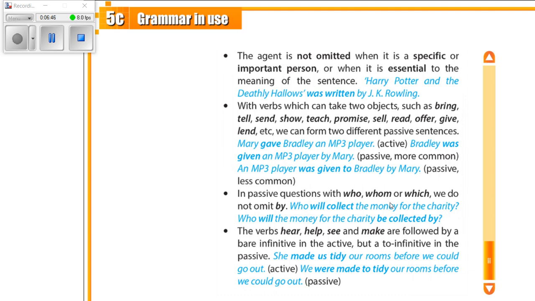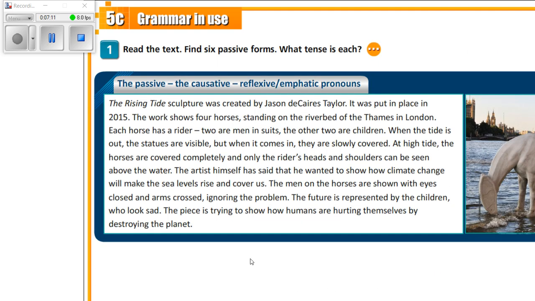Okay. The verbs like hear, help, see, and make are followed by a bare infinitive in the active but a to-infinitive in the passive. She made us tidy our rooms before we could go out. This is an active one. When we change it into passive, we say we were made to tidy our rooms before we could go out. This is for the passive.